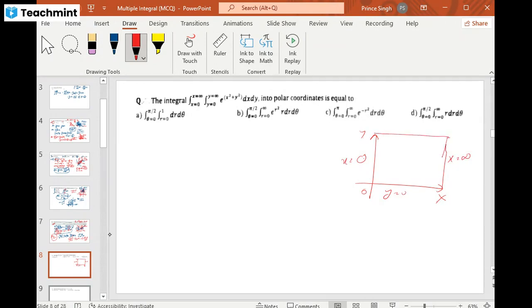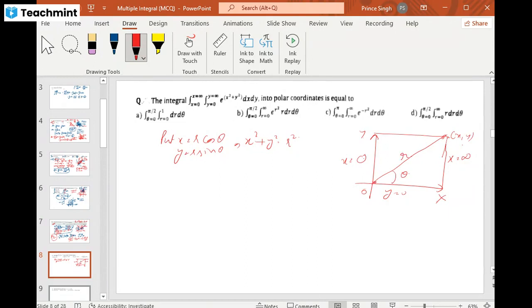Okay, so when we change it into polar form, it means we put x equal to r cos theta and y equal to r sin theta. It means we are considering one circle whose center is origin and radius is r. So in this case, we are considering any point in this particular quadrant, say x, y, and we are assuming that this angle is theta and this distance is r.